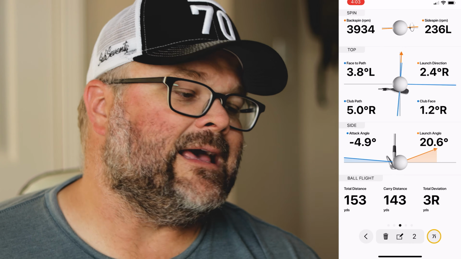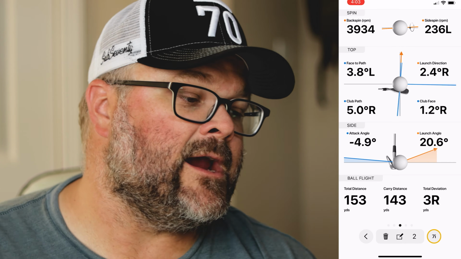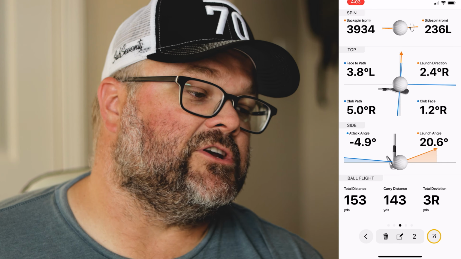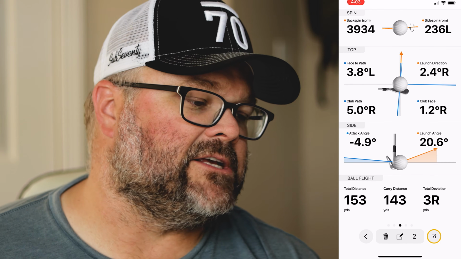Obviously, you have total distance. That's the ball after it rolls. Carry, which is the number I really worry about, is how far the ball went in the air. And then your deviation. That's how far right or left that shot was from the target line.